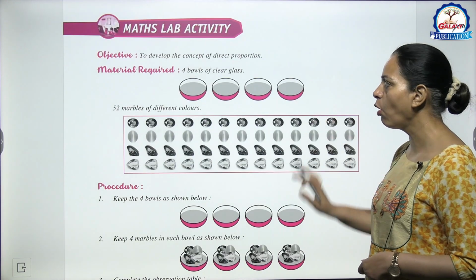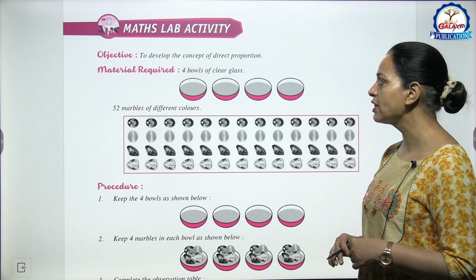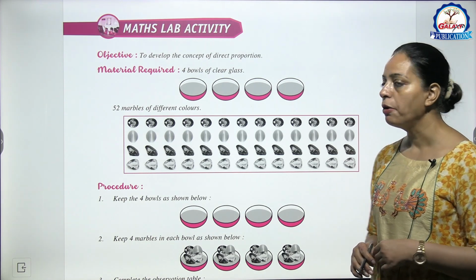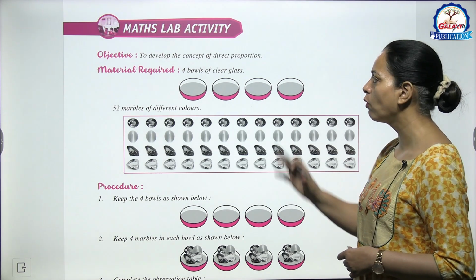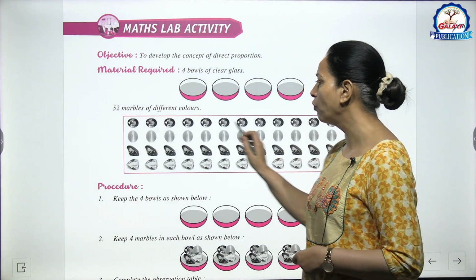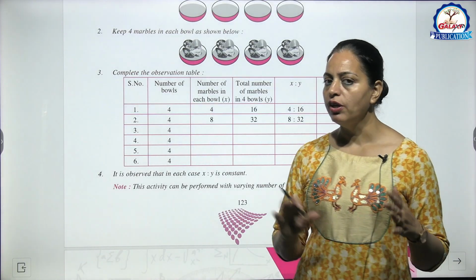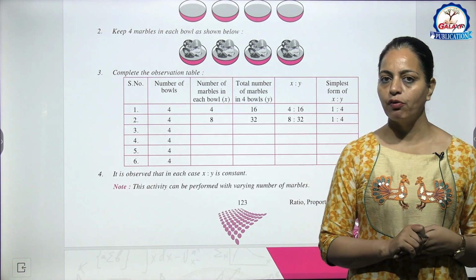Now this is the time of maths lab activity. Objective: to develop the concept of direct proportion. Material required: 4 bowls of clear glass, okay, and 52 marbles of different colors. So now you can try this one on your own. Very simple and very interesting.